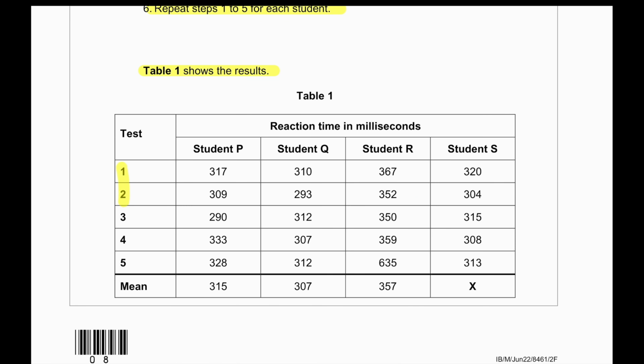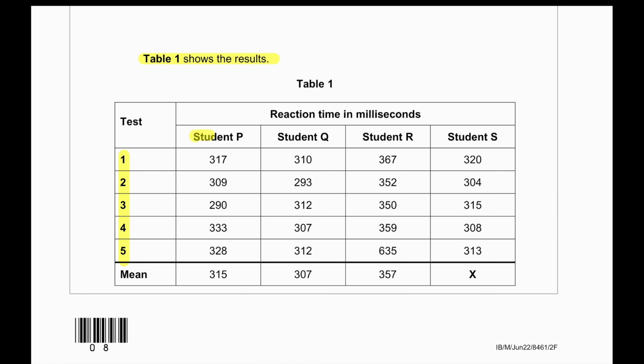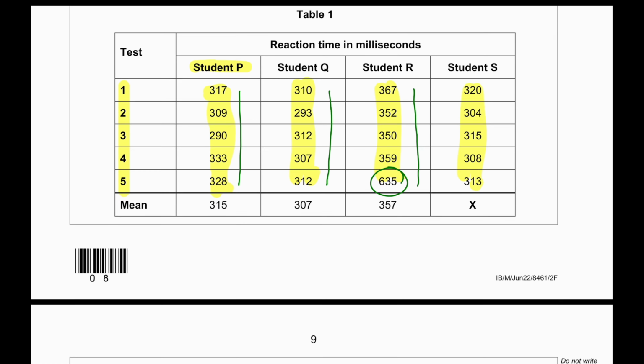So let's see what the tests are. There are 5 tests in total, and then there is student P with their reaction time in milliseconds, followed by students Q, R, and S. Whenever going through any information like this, we have to look into whether there is an anomalous result or not. So we can see in this one, there is an anomalous result, which is much higher than student R's other reaction times. That's the only anomalous result that we can see within the data.